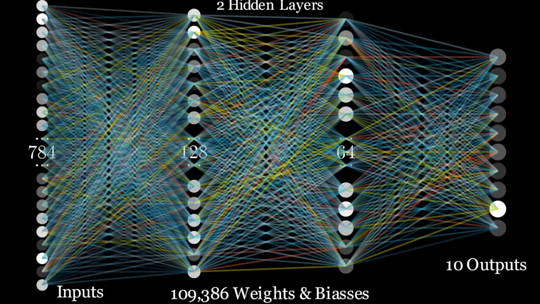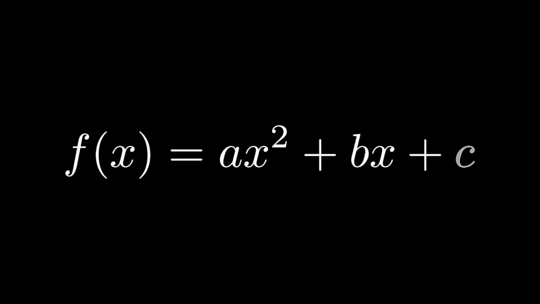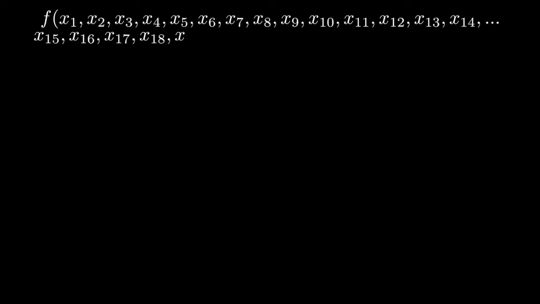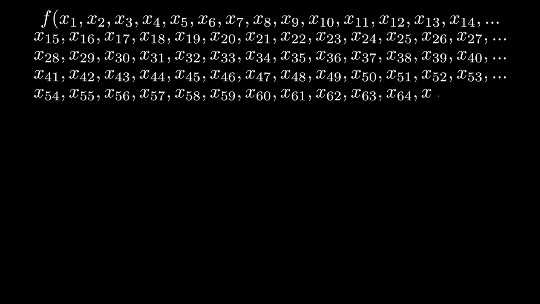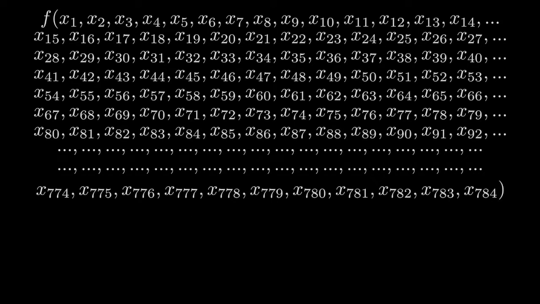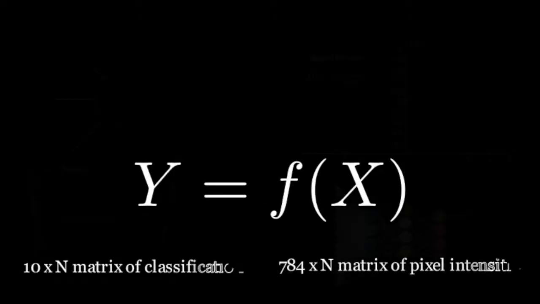109,386 parameters to tweak. You might recall simple functions from school that look like this. This function takes one input and has 3 parameters. But our input can't even fit on a screen. A neural network is a function, but a big one, and there's a lot going on inside.